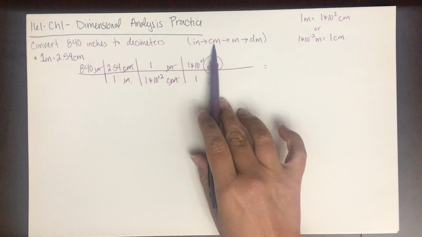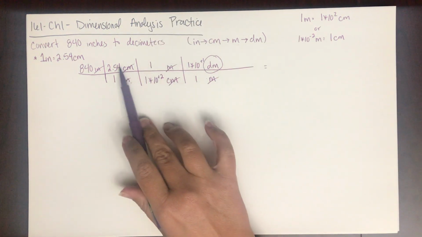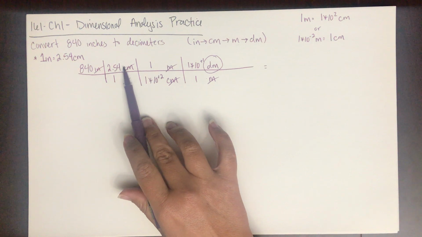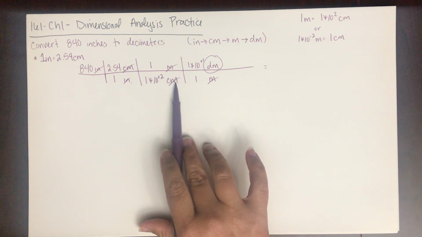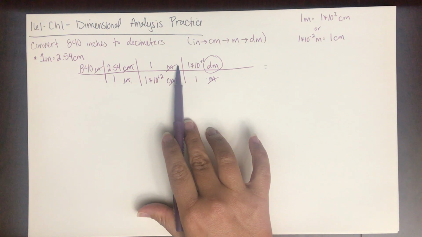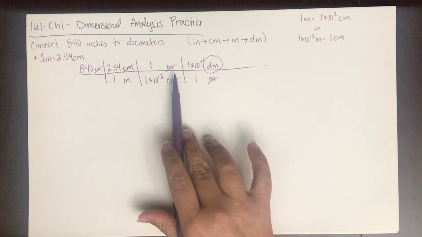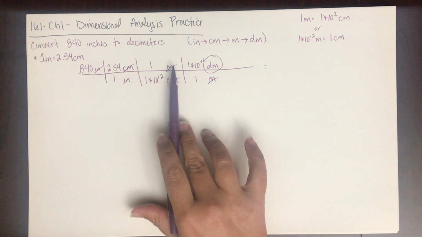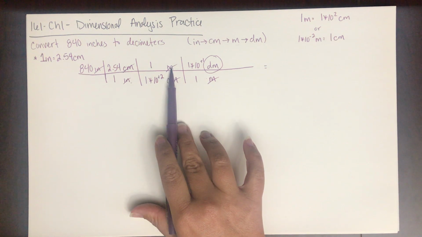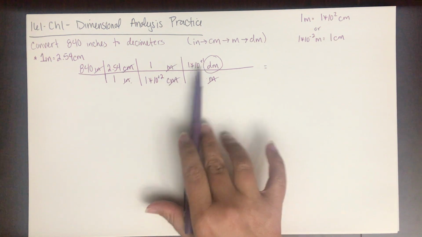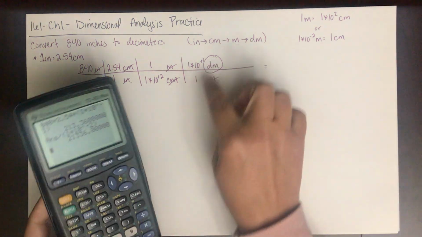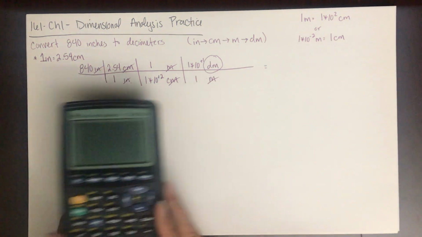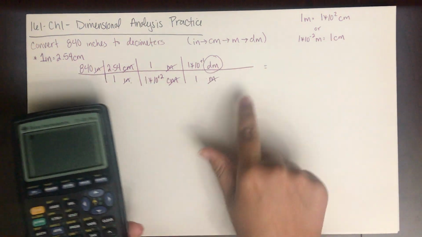So now I'm going to go from centimeters to meters. I convert centimeters to meters by saying there are 1 times 10 to the positive second centimeters in 1 meter, and then I am going to cancel out centimeters. So now I have meters, and I want to convert meters to decimeters: 1 times 10 to the first decimeters in 1 meter. So now I'm going to multiply across the top and divide by what's on the bottom.